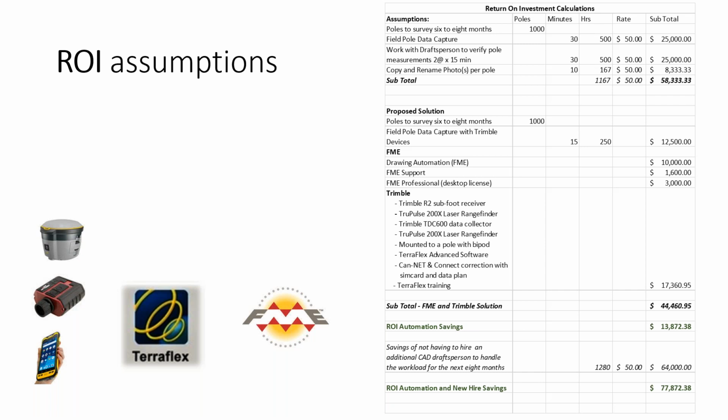So on that particular bent, you're looking at about another $64,000. So the whole return on automation savings and not having to hire another body, it really makes a compelling case when we're looking at about $77,000 in savings. And this return on investment, this is a 6 to 8 month project, is significant. So just thought we'd put that in there. It's a great slide to have.